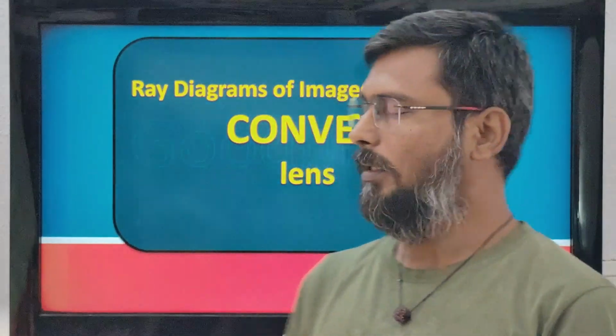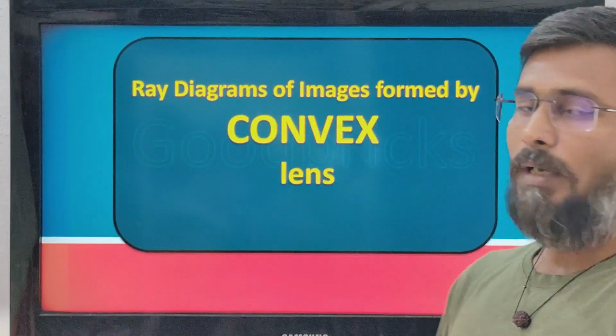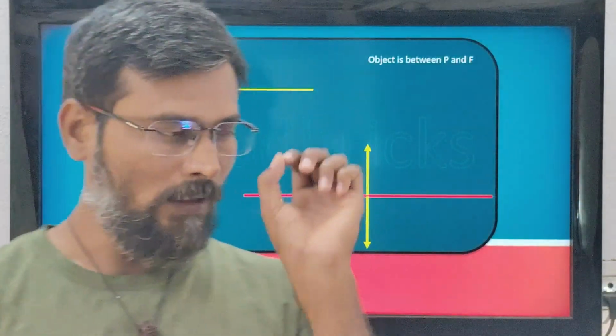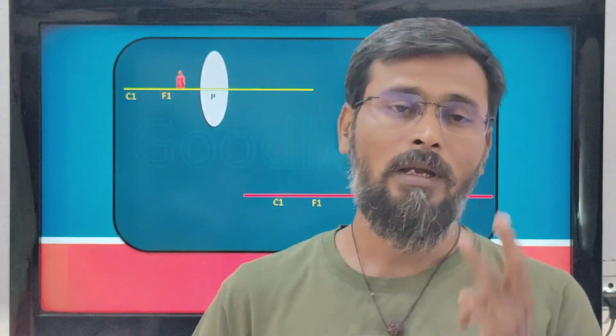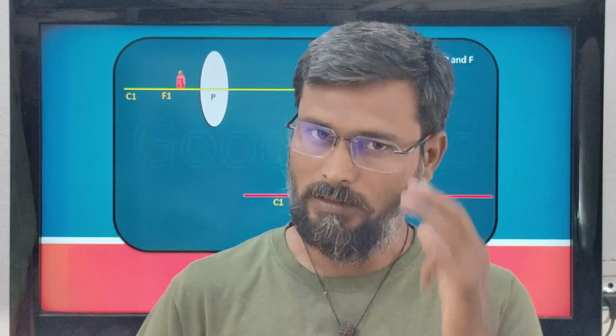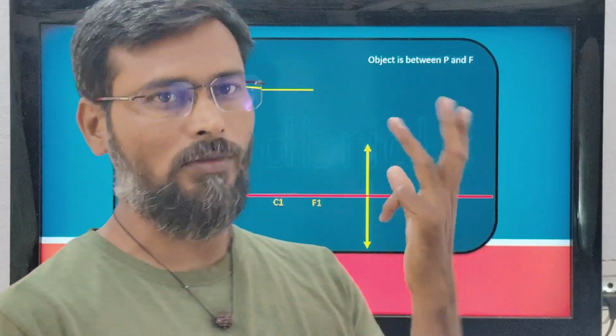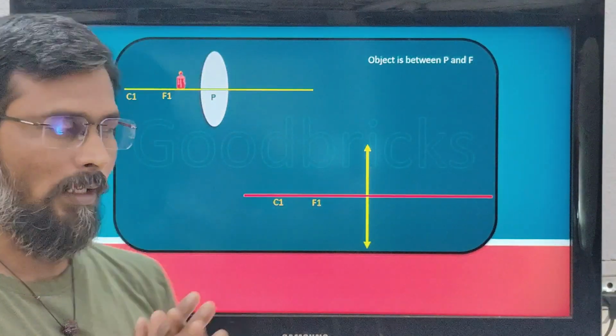Let us now discuss the most important topic of your class 10. What is that? Ray diagrams of images formed by a convex lens. And to draw a ray diagram, what do we need? We need the knowledge of the rules to draw ray diagrams, and that is what we have discussed just now. So now using those rules, we have to draw ray diagrams.